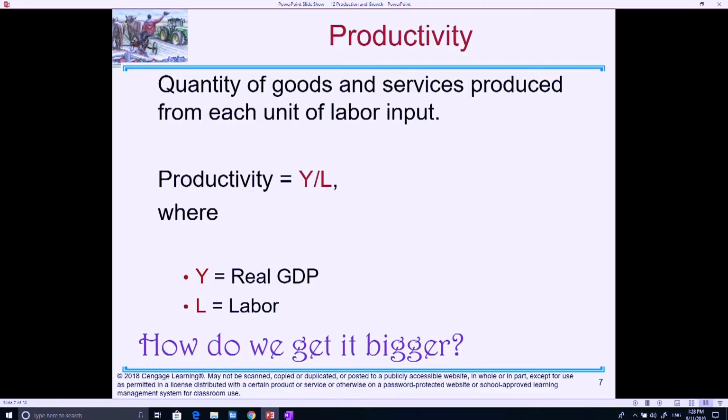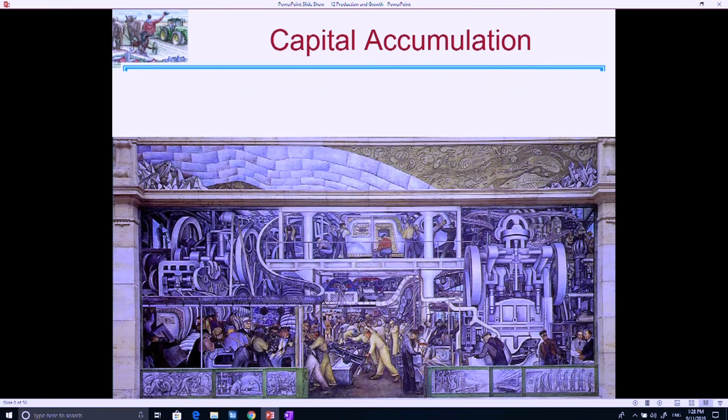How do we get it bigger? How do we make productivity grow more? That's going to give us some long run growth. First, capital accumulation. Physical capital is represented by all the machines and software and buildings and cars and all the other physical things that you need in order to produce something else. Here we have a mural in Detroit depicting all the factories that went into creating the automobile industry.